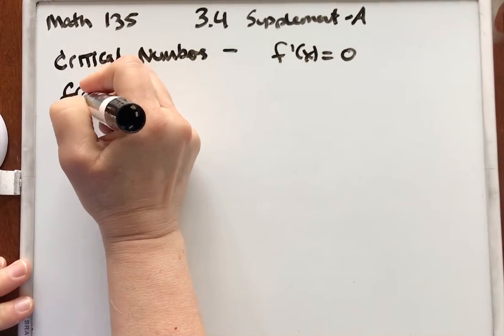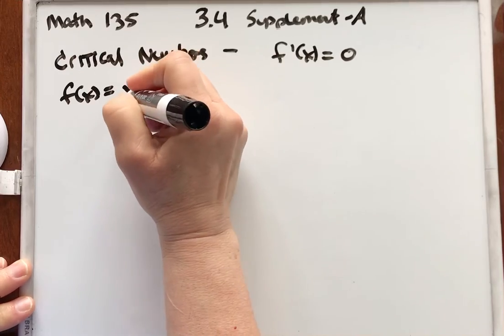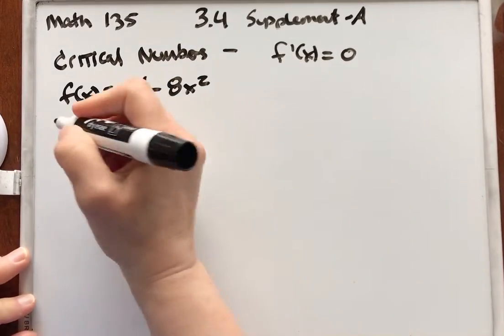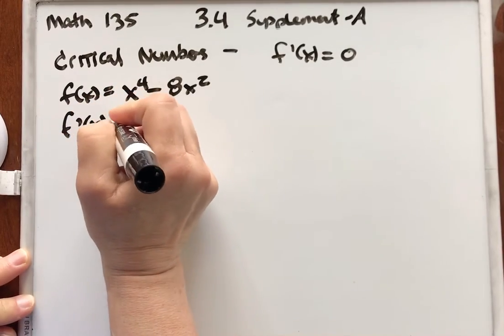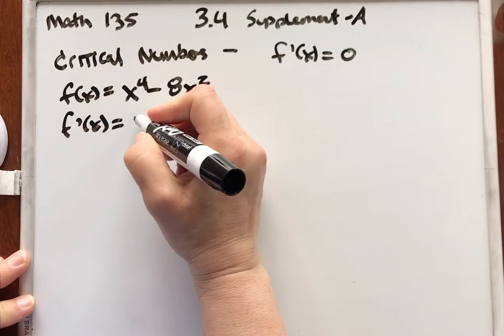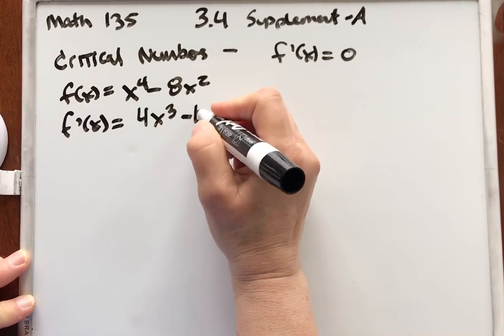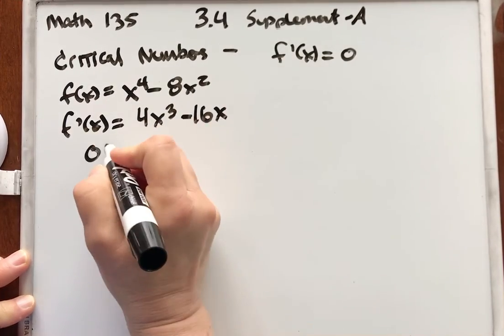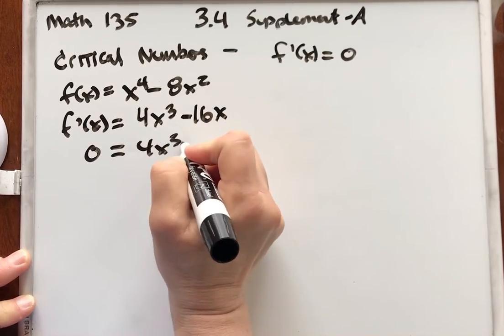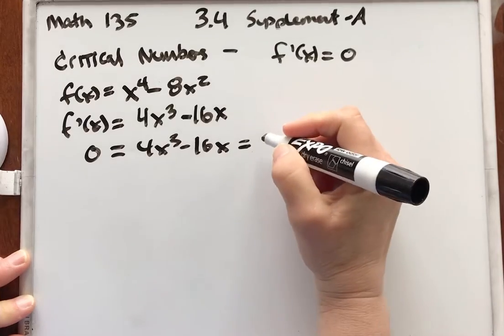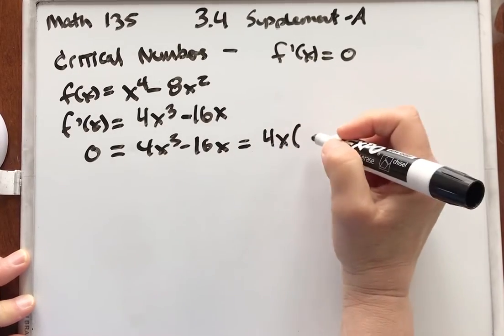If we have f of x equals x to the fourth minus 8x squared, to find the critical numbers, we're going to look for the derivative first. Taking the derivative of x to the fourth is 4x cubed. Taking the derivative of negative 8x squared, we have negative 16x. Now we're going to set that equal to 0. We're going to factor and solve. What they have in common is a 4 and an x, so we factor out a 4 and an x.